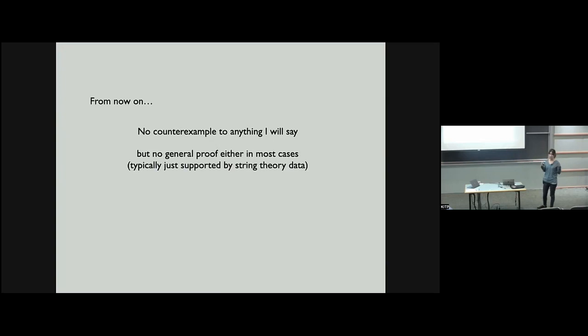Okay, so let me also mention that from now on, there is no counterexample to anything I will say, not even potential proposed counterexample, but there is no general proof either, okay? So in general, all the support comes from string theory data for this particular Swampland constraint that I'm going to talk about. Sometimes we have some arguments coming from black holes, but they are not very complete. So that's why it would be very nice to understand better if this particular Swampland constraint is a general feature of quantum gravity, and in order to do that, we need to address it from different approaches, no? And that's why it would be very nice if we can derive it from general principles.